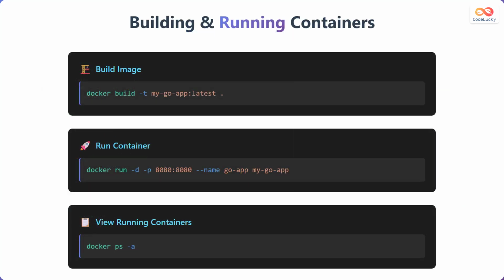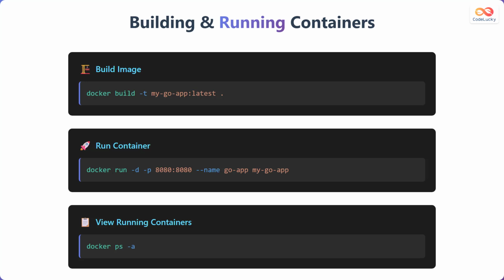Once you have your Dockerfile ready, building and running your Go container involves a few simple commands. To build the image, use docker build -t my-go-app:latest. The -t flag tags your image with a name and version, while the dot specifies the current directory as the build context.